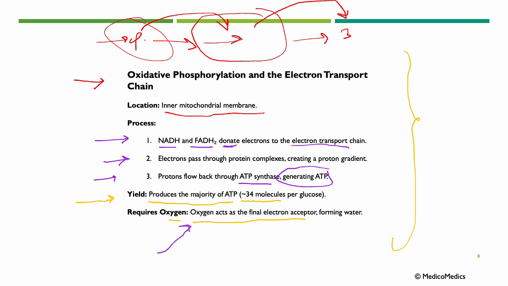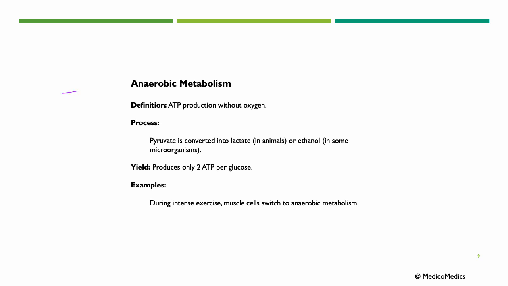Now, let us ask the question, what happens if oxygen is unavailable? So let's look at anaerobic metabolism. So anaerobic metabolism, the definition is ATP production. So we still produce ATP, but without oxygen.